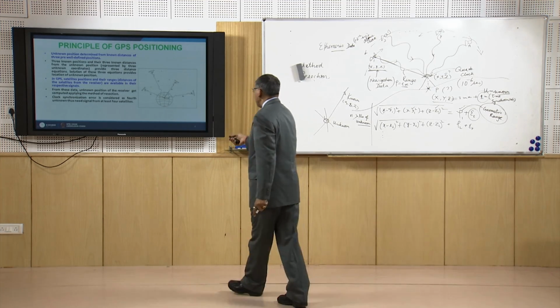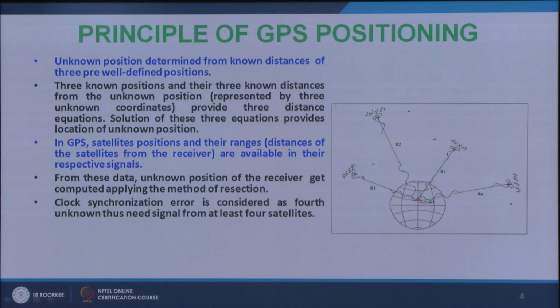You can see that this is a point x r, y r, z r. This is the receiver position which we want to determine, and at this location a receiver is being placed which is receiving signals from satellites S1, S2, Si, Sn, that means n satellites, and corresponding to each superscript we have assumed the location of the satellite like this. And as I told you, R1, R2, R3 are the geometric ranges.